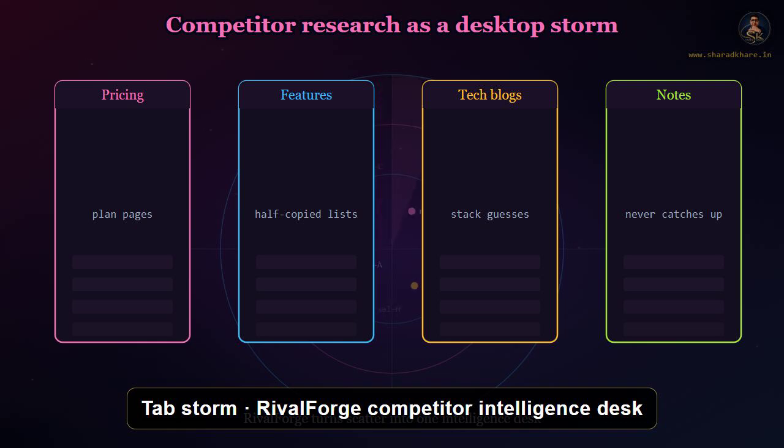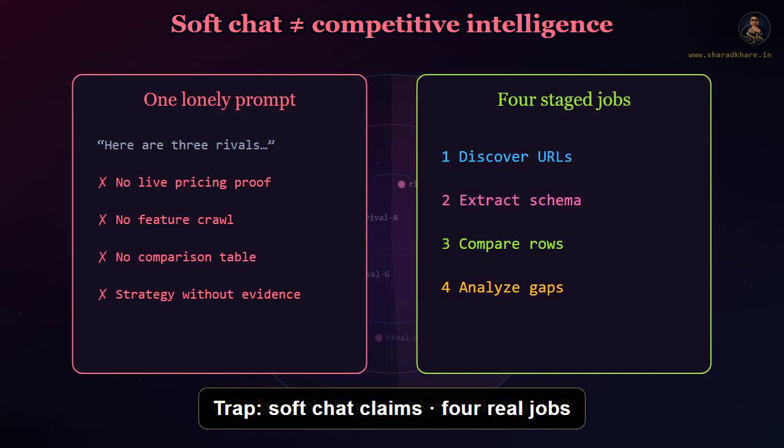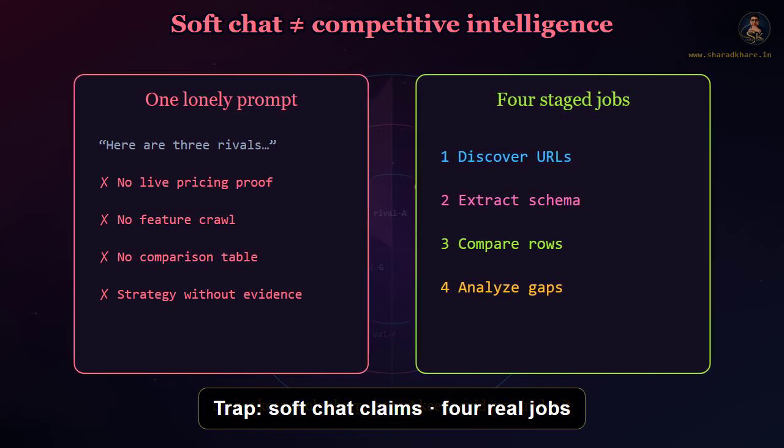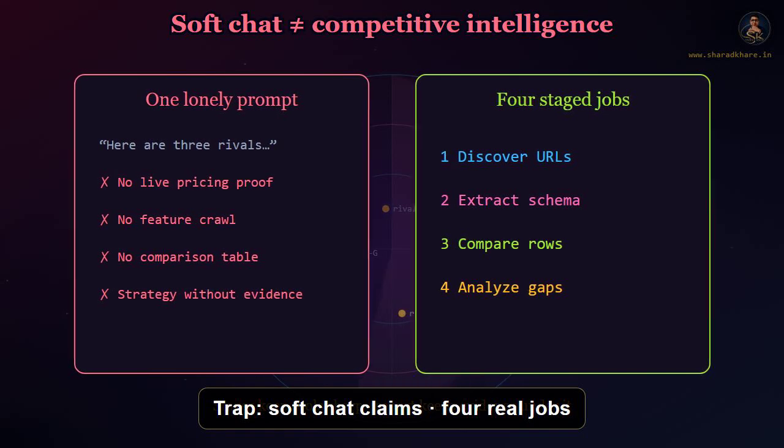This is not a magic market oracle. It is a practical research pipeline you can run and read. Manual competitive research is slow and fragmented, and a single chat prompt often invents soft claims with no crawl behind them. You ask, who are my competitors? And you might get 3 names with no pricing, no stack, and no proof from the live sites.